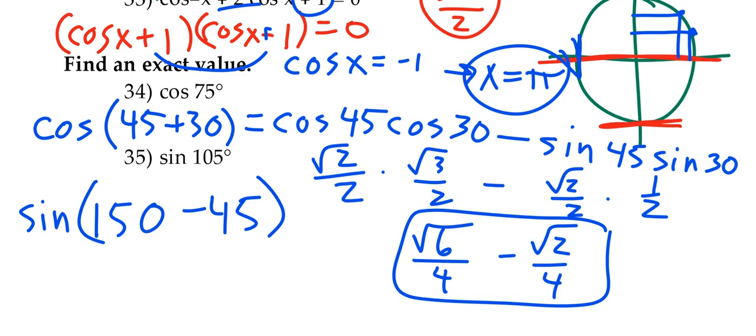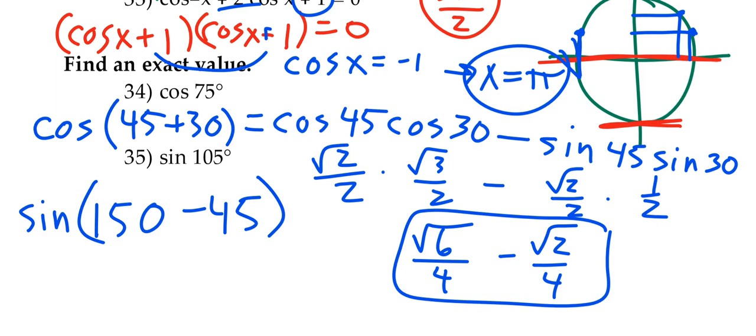150 is one of the nice ones that we use on the unit circle. It's not one that's used often. It's not in quadrant 1, if that's what you're getting at. I do understand that, but we should all know the x and y of that one.